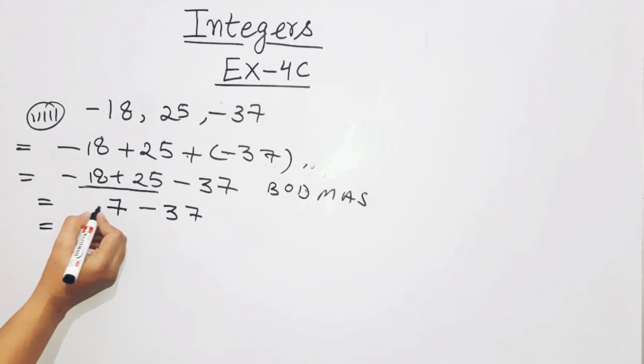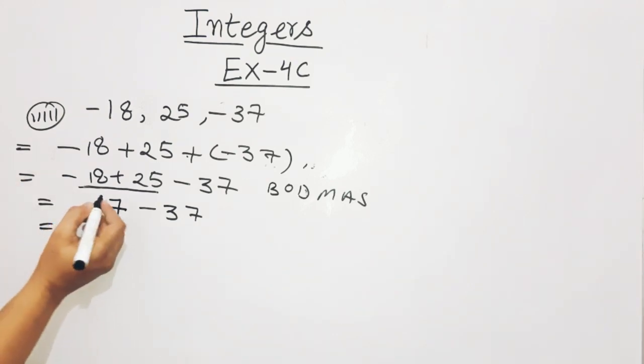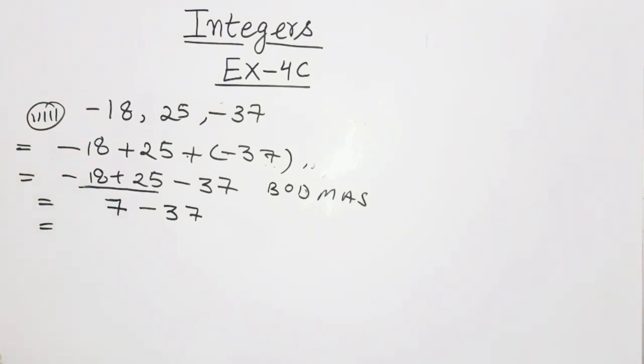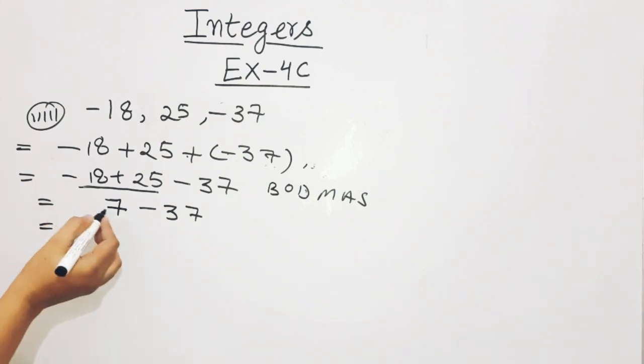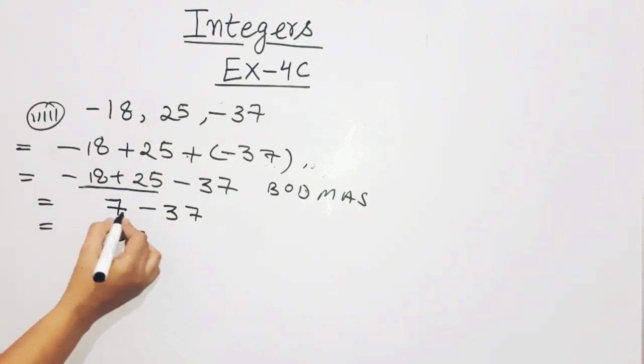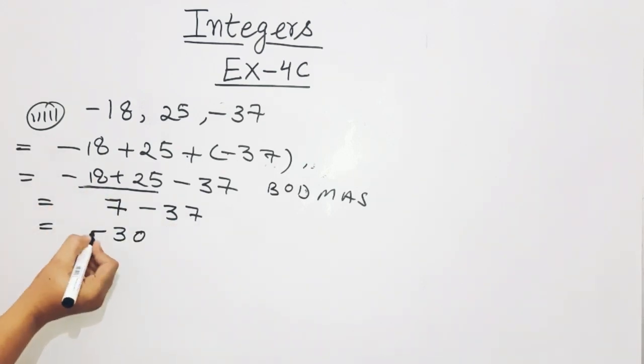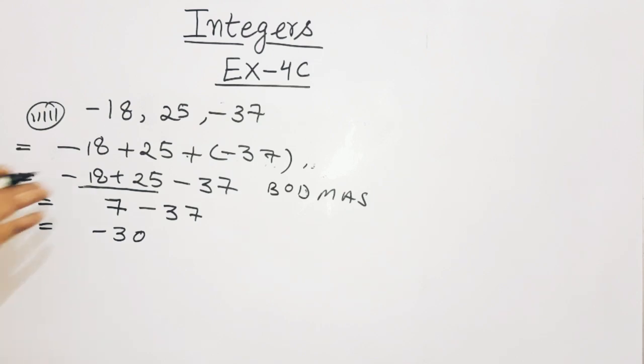Right. Now if there is no sign given for the integer, then by default you have to consider it as a positive integer. I have told you this many times. So one positive, one negative, you have to subtract. So 37 minus 7 is 30, and the sign of the greater number will be there. So minus 30. I have solved from this side and we have got minus 30.